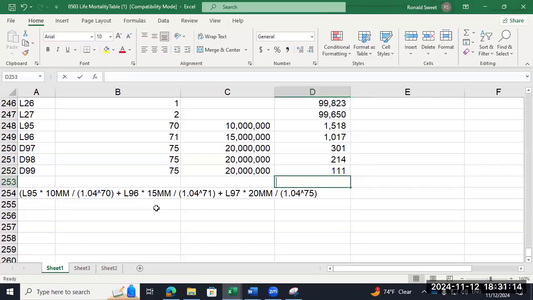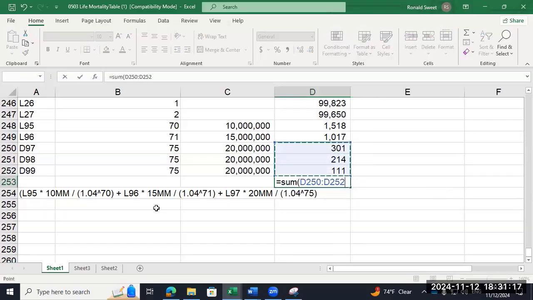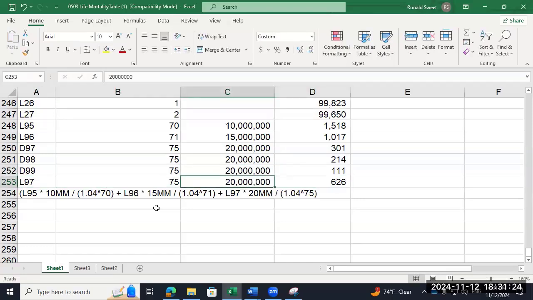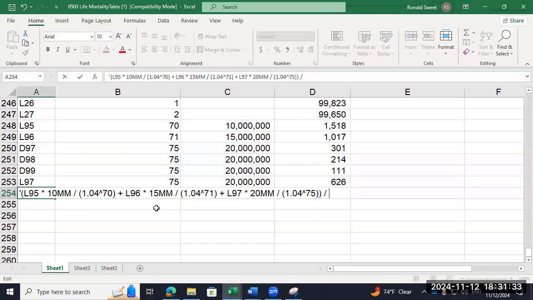This one is essentially the sum of those three. That's the L97, but it's still going to be 75. So you can do either way. You can do each one if you want, or you can just do the one. As long as you got the L97 raised to the 75th, you're good. So all of that, and then the premium is real simple. You just have L25 plus L26 divided by 1.04 plus L27 divided by 1.04 squared.